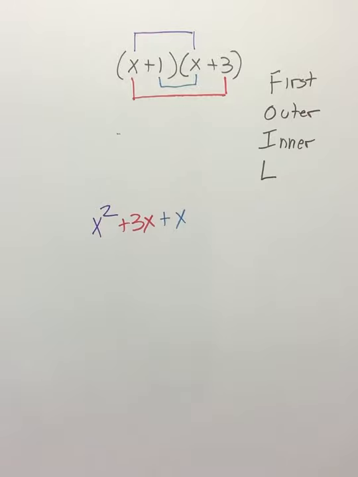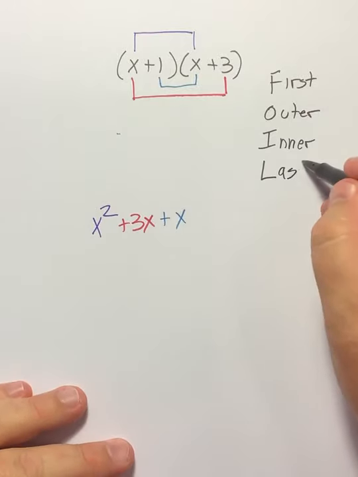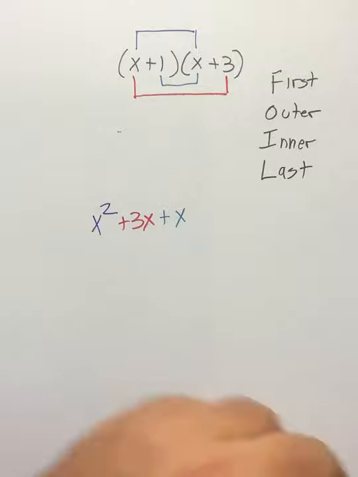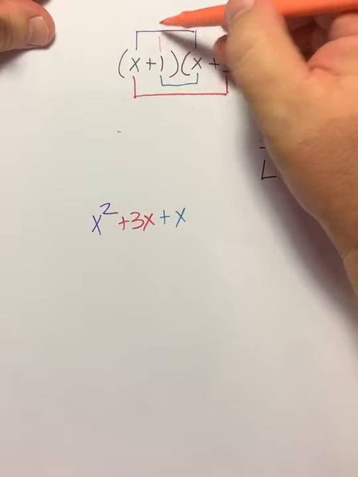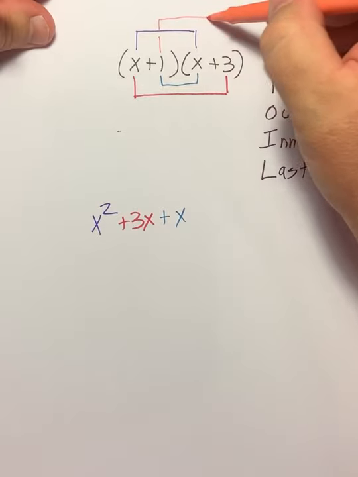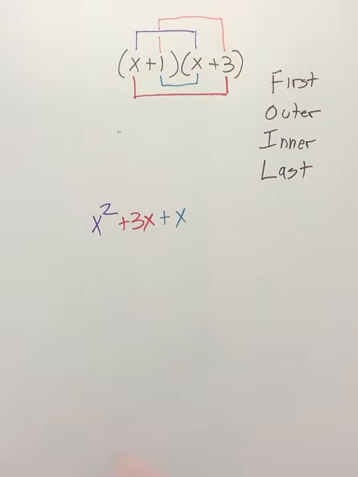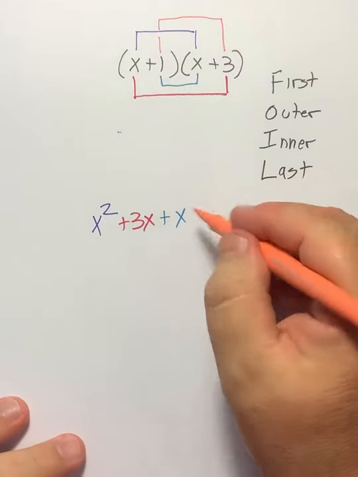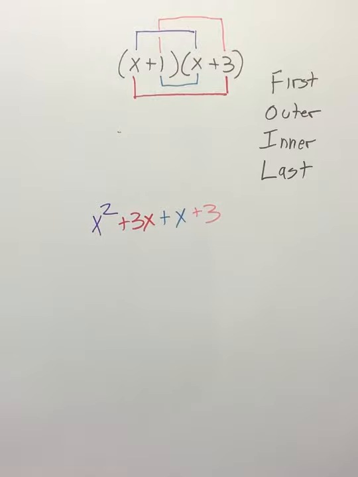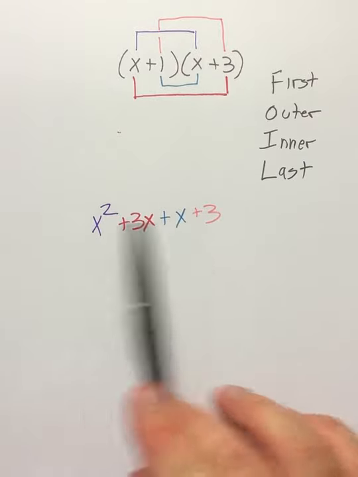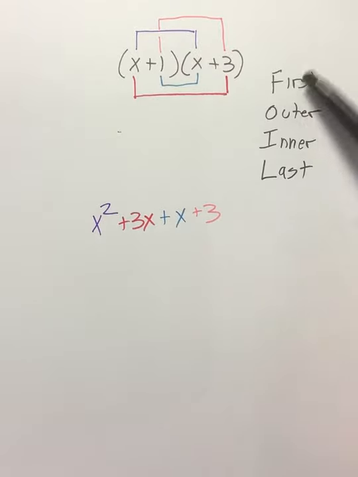And then the last one stands for last, which means the last terms, which is this term times that term. And 3 times 1 is 3. So we have 4 pieces here, 1, 2, 3, 4, like we said we would get.